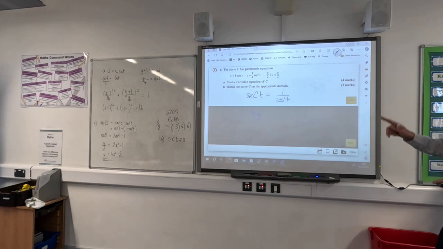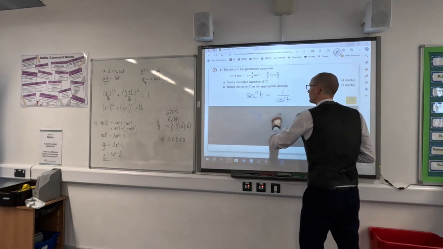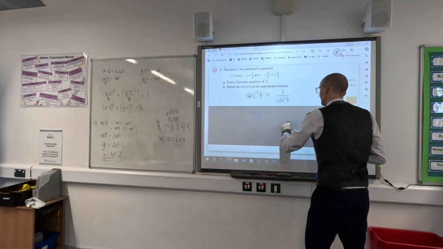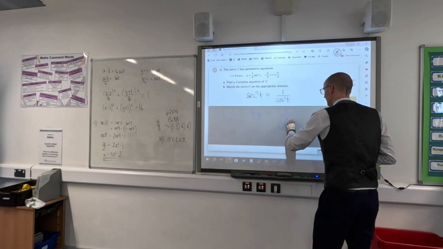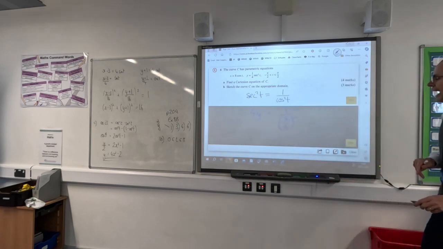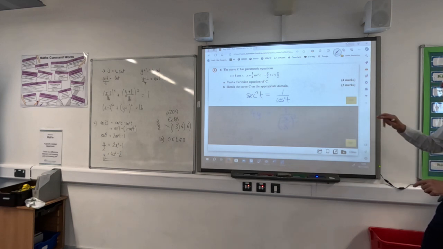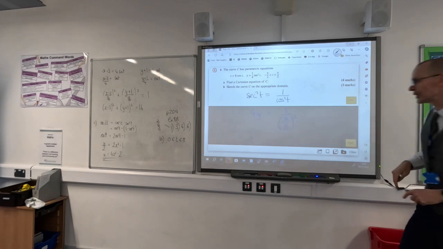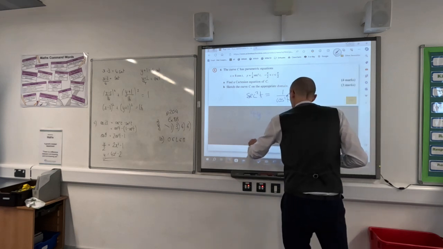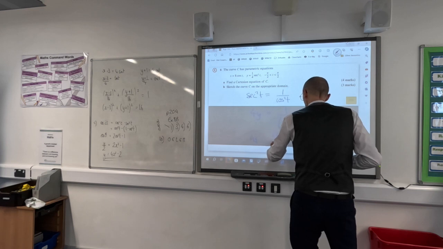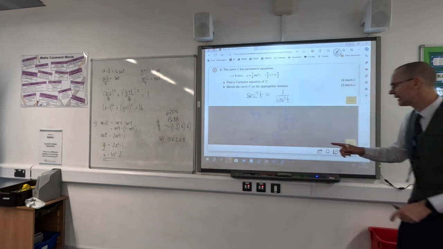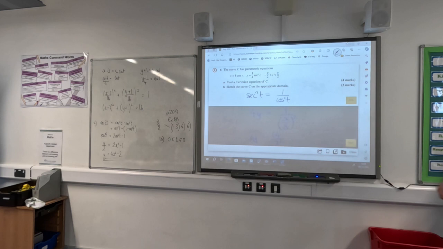Cos is x over 8, so that's 1 over cos squared. And I know that 1 over a fraction is that fraction just flipped. So I've got 4y is 64 over x squared. So that means that y is 16 over x squared.